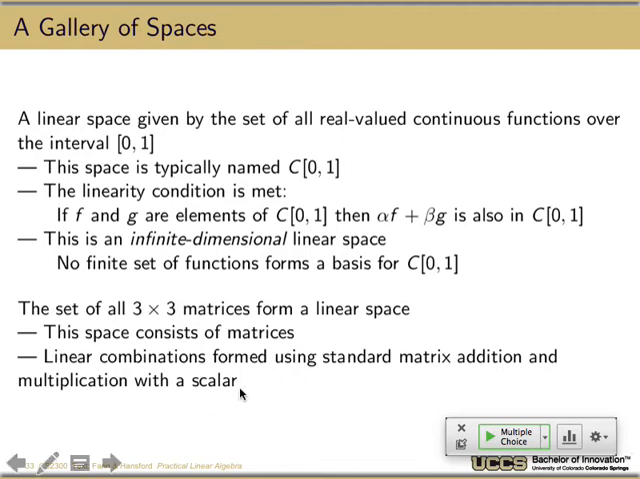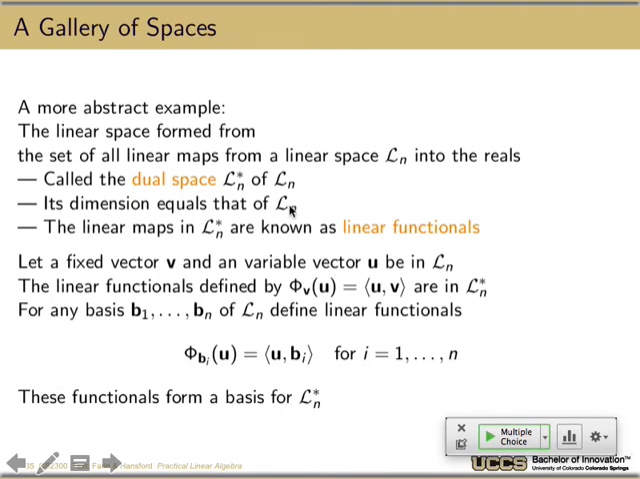As we already mentioned, any set of matrices, or a 3 by 3 matrix, is a linear space. So the space of all n by n, the space of all n by m matrices are going to be linear things as well. Some more abstract examples, although the space of continuous functions is pretty abstract. The set of all linear maps from a linear space of n dimensions, there's a space associated with that which we call the dual space. Its dimension is the same as that of the original space, but it's defined by the set of all linear maps from that space onto itself.